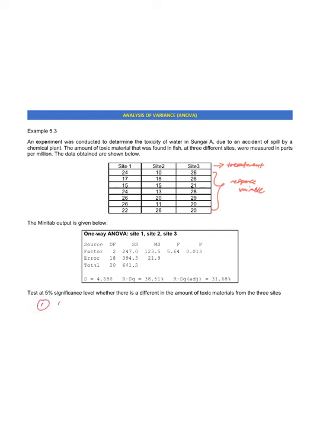Okay, step yang pertama, state your H0 and H1. Okay, H0 kita adalah, kita ada 3 site. So mu site 1 equals to mu site 2 equals to mu site 3. H1, at least 2 means are different.